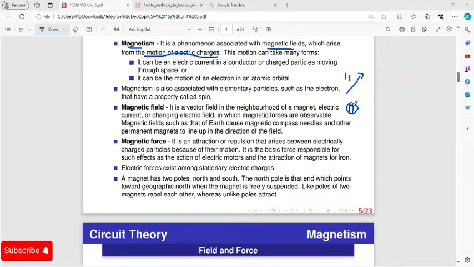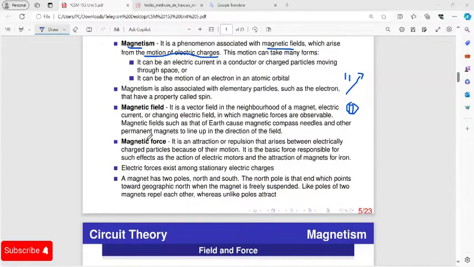Basically, any place around this magnet where we can feel the magnetic force, or the power, or anything like attraction that is caused by this magnet, is what we call magnetic field. The area around which we can feel the force of the magnet, or the power, or the cause of the magnet, that is what we call magnetic field.